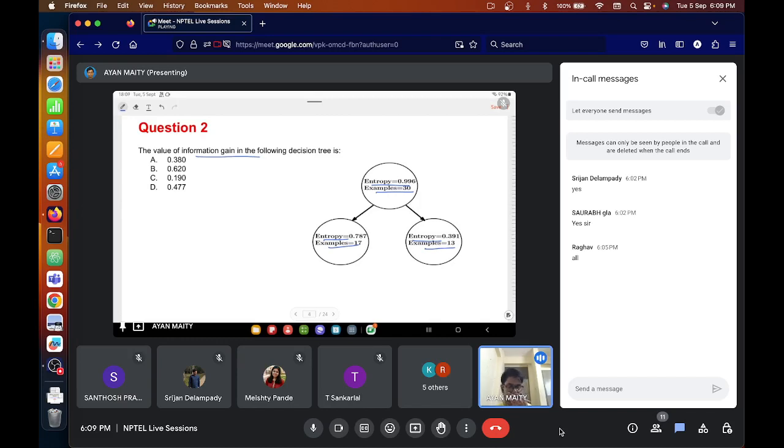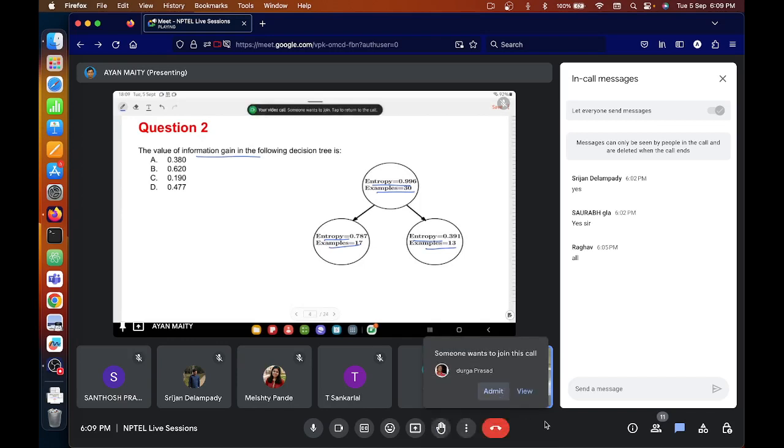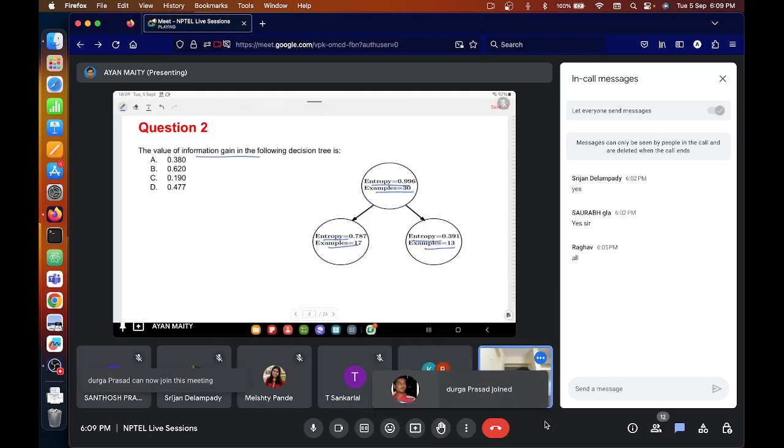Information gain is basically the entropy of the whole data set minus the total entropy of all the partitions combined. So you have to find out the entropy of the whole data set and then subtract the entropy of all the partitions.